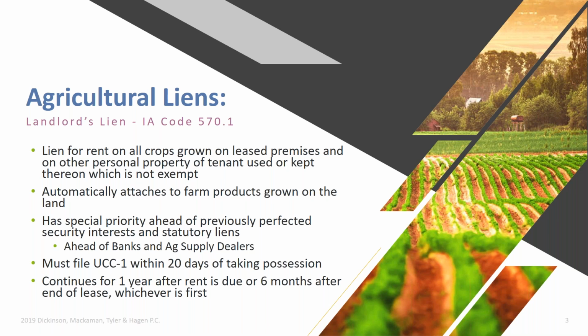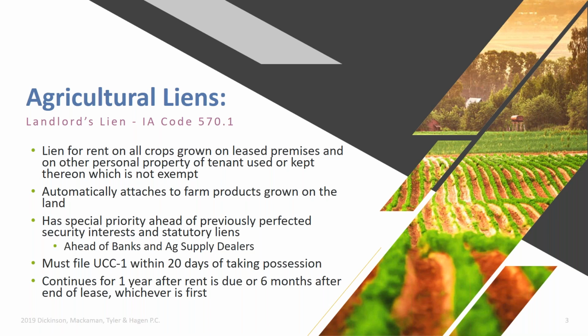It automatically attaches to any farm products that are grown on the land, and it has a special priority ahead of previously perfected security interests in statutory liens. And this priority comes ahead of banks, and it also comes ahead of ag supply dealers, who may also have liens as well. We'll get into priorities in a little bit, but I'm going to touch on them briefly as we go. Now, the key to perfecting, and again, we talked about the attachment, and the difference between attachment and perfection. So it automatically attaches as soon as the lease on the farm ground begins. So there's the attachment component.